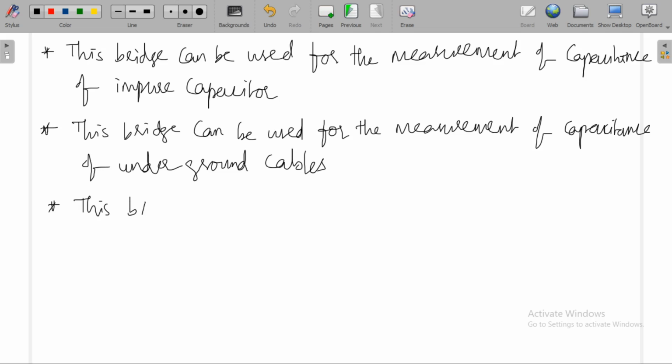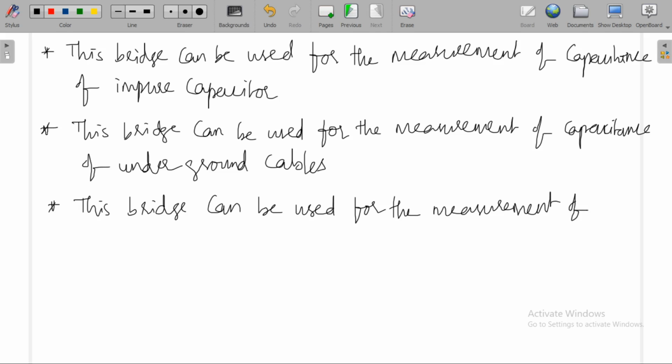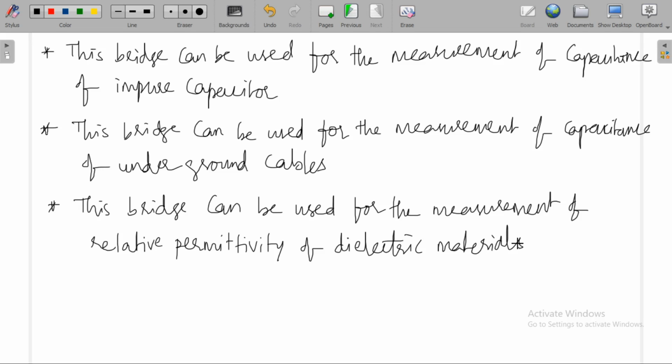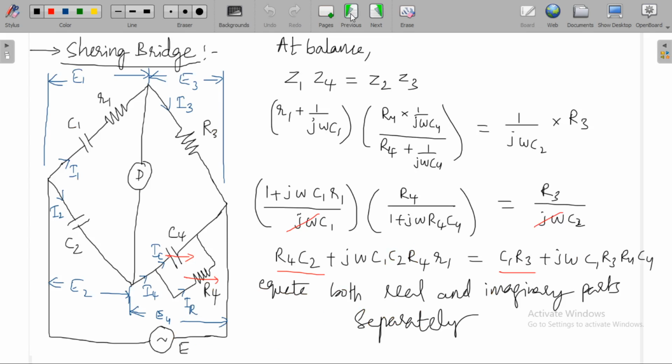This bridge can also be used for the measurement of relative permittivity of dielectric materials. Now let us draw the phasor diagram.